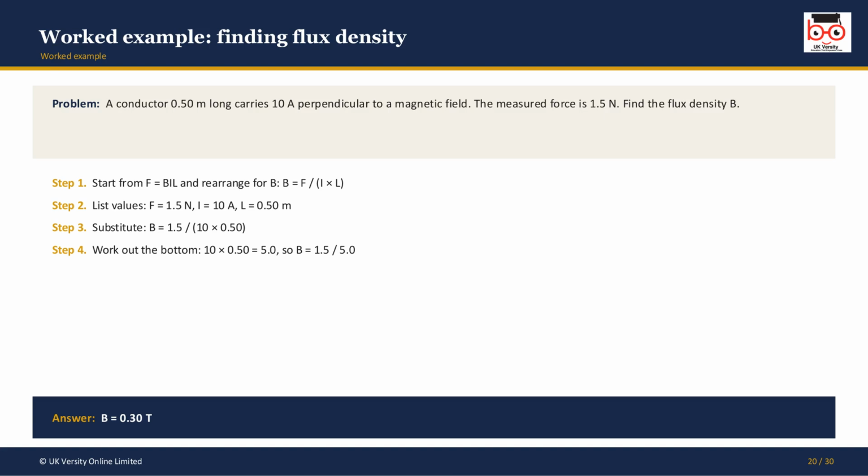A conductor half a meter long carries 10 amps perpendicular to a field, and the measured force is 1.5 newtons. Start from force equals BIL and rearrange for B, so B equals the force divided by the current times the length. Substitute 1.5 divided by the quantity 10 times 0.50. The bottom is 10 times 0.50, which is 5.0, so B equals 1.5 over 5.0, giving 0.30 Tesla.